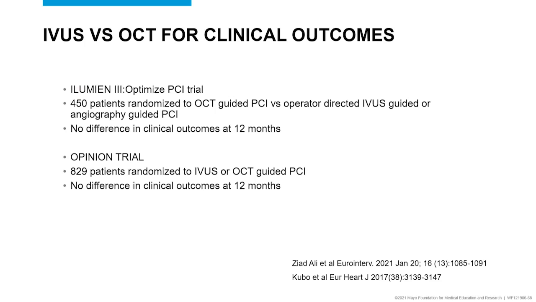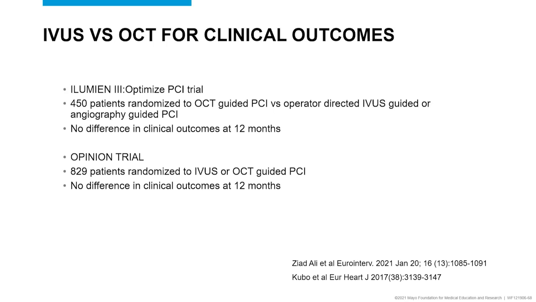There are a number of studies that have looked at IVUS versus OCT and the outcomes, but there are very few larger size studies, and very few studies have actually looked at clinical outcomes. A lot of studies have looked at surrogate outcomes. So the ILLUMINE 3 trial optimized PCI, this looked at 450 patients randomized to OCT-guided PCI versus operator-directed IVUS-guided or angiography-guided PCI, and really didn't see any difference in the clinical outcomes. But again, this may have been an underpowered study because the numbers were relatively small.